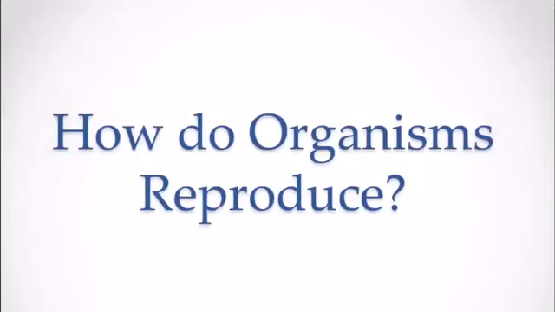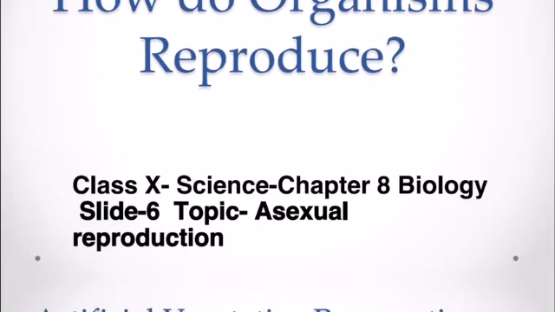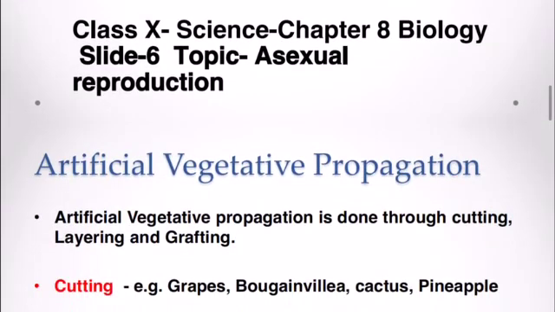Good morning, students. Today again we are going to start with the chapter How Do Organisms Reproduce, and today again the topic is modes of asexual reproduction. Now continuing with vegetative propagation in plants with artificial vegetative propagation. Artificial vegetative propagation is done through cutting, layering and grafting.